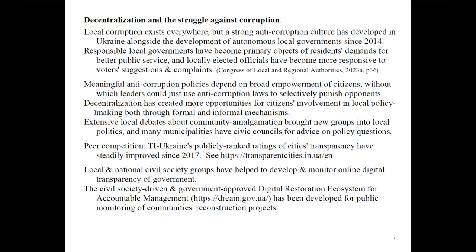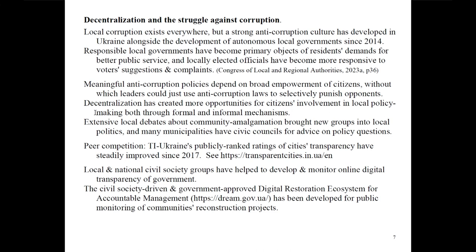Responsible local governments have become primary objects of residents' demands for better public service, which leads to mobilization of local groups and civil society to agitate for better government in their municipality. And locally elected officials have become more responsive to voters' suggestions and complaints because they're locally elected and not centrally appointed. But more generally, meaningful anti-corruption policies depend on broad empowerment of citizens, without which leaders could just use any anti-corruption laws you write to selectively punish their opponents. People have to be involved.